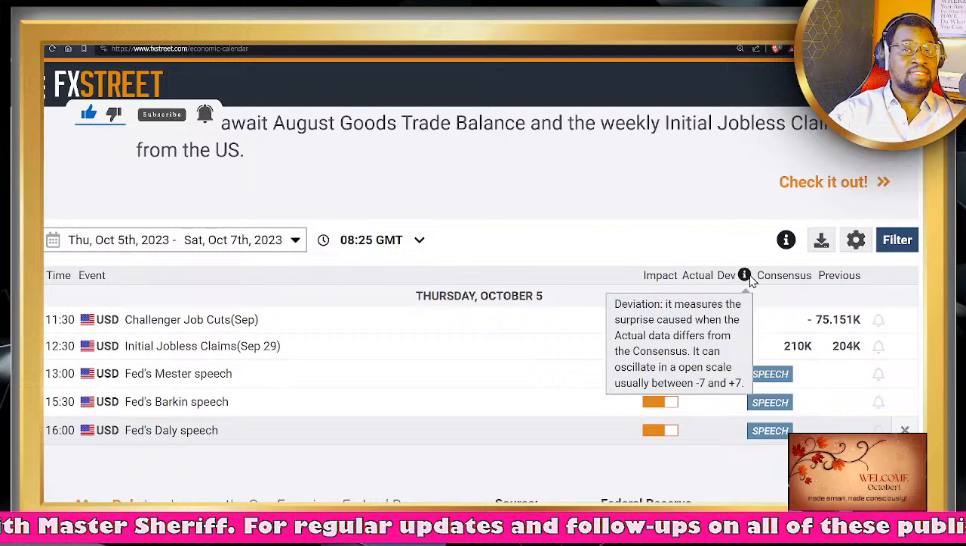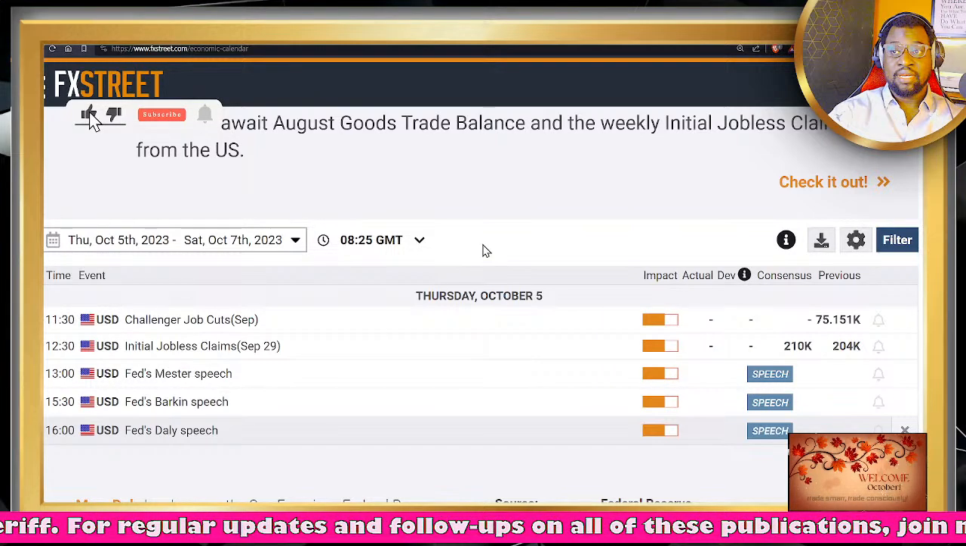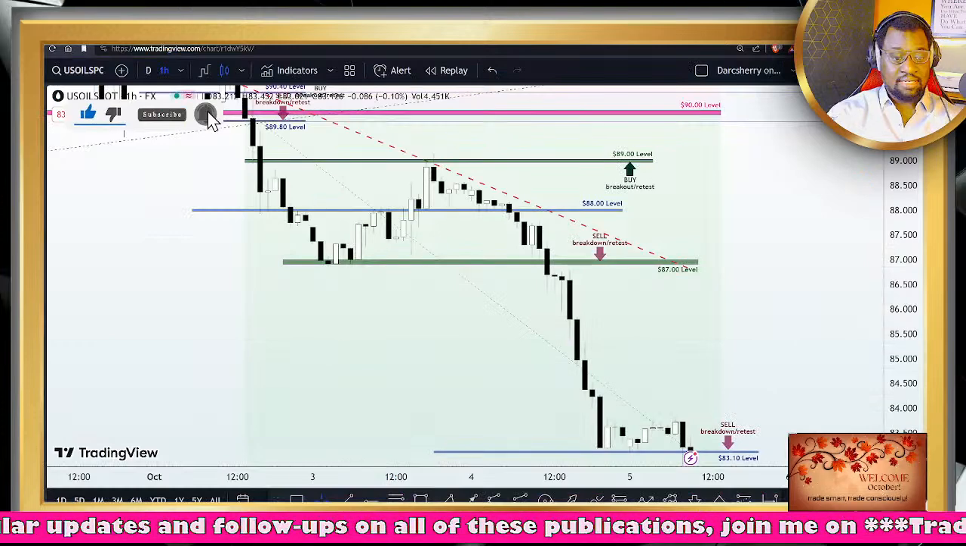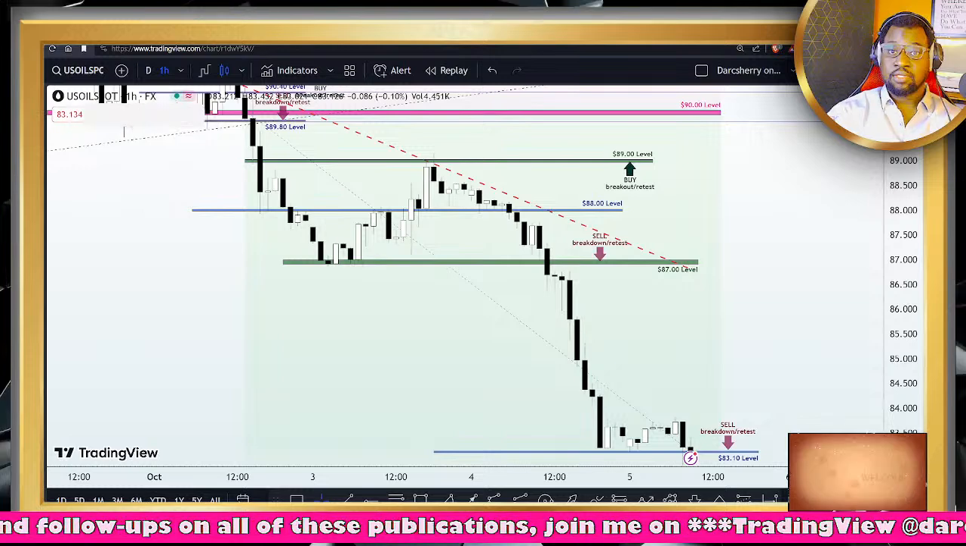Now, with the information we have gathered on the economic calendar here, let's dive right into the chart and look at things from a technical standpoint, using price action as our basis to understand the psychology of the market participants in the current structure.